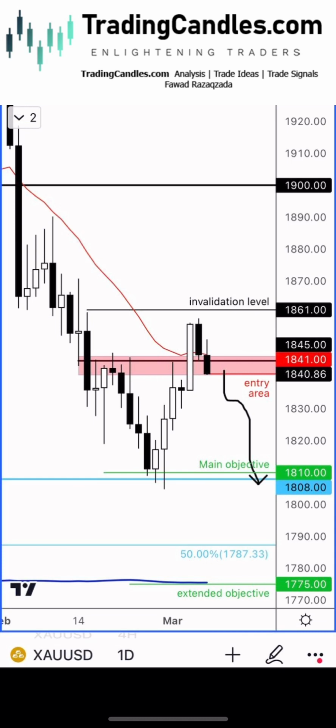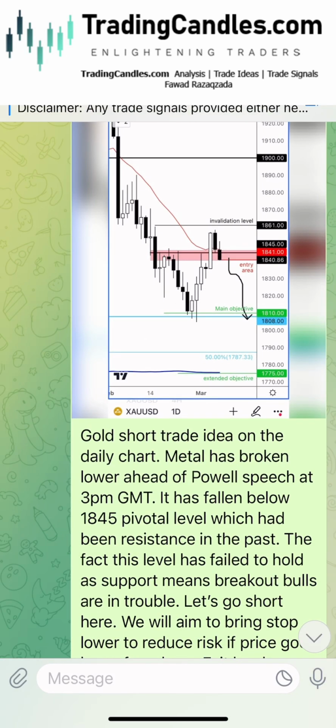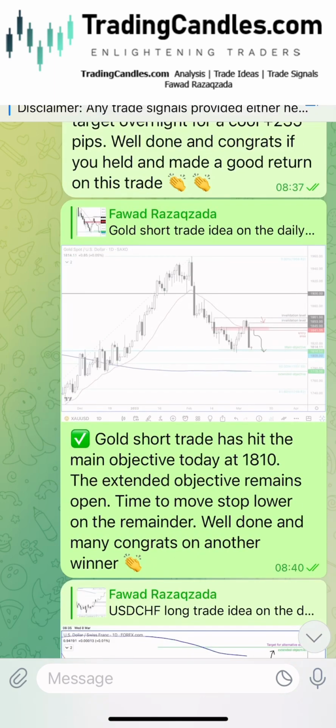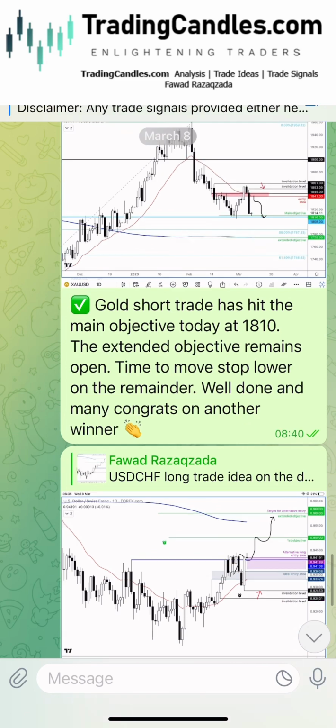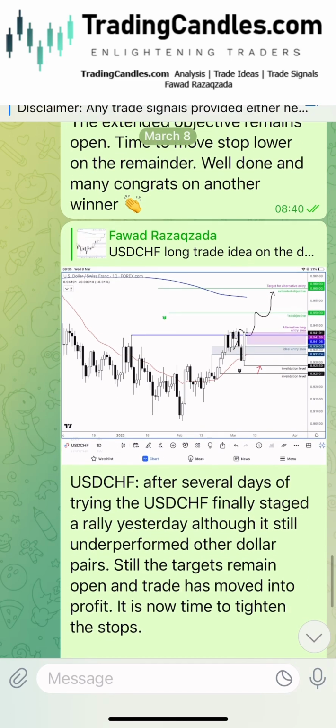I have got an extended objective on this trade, which may or may not happen depending on the outcome of the jobs data from the US and CPI the week after.